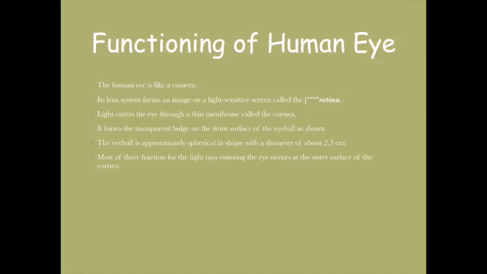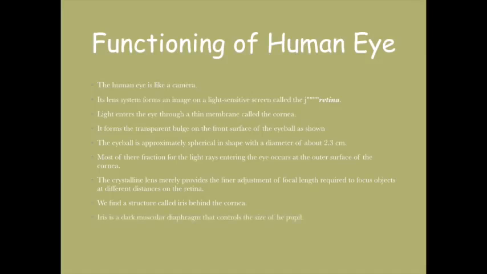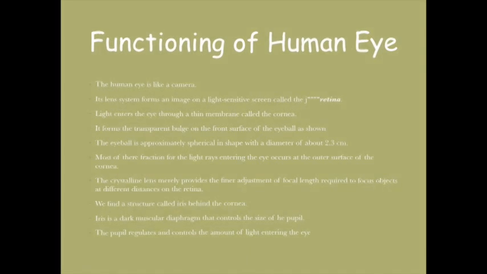The crystalline lens merely provides the finer adjustment of the focal length required to focus on objects at different distances. We find a structure called the iris behind the cornea. The iris is the dark muscular diaphragm and controls the size of the pupil. The pupil regulates and controls the amount of light entering the eye. So basically it's a very complex cascade of reactions involved, which you will be understanding slowly.